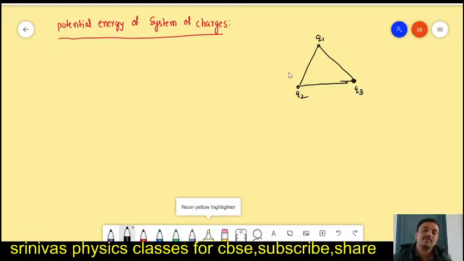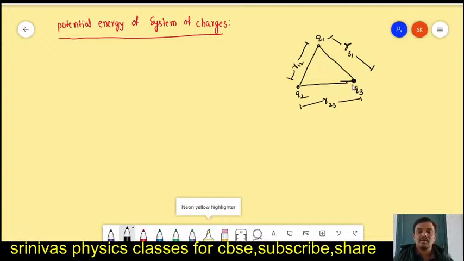If we want to find the potential energy, how many combinations will come here? This distance is R12, this distance is R23, and this distance is R13, which we will take as R31. We want to calculate the potential energy of this system. For that, we can find the work done to move the Q1 charge, the Q2 charge and the Q3 charge. It is very simple.